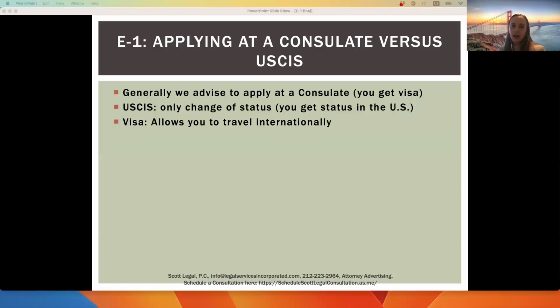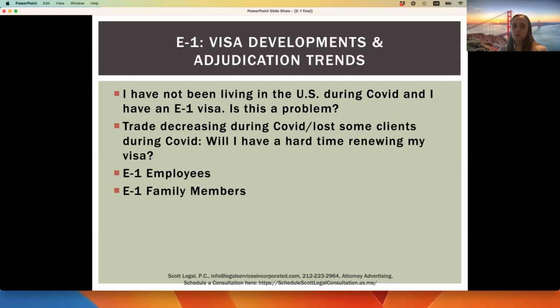Again, each case is different. Some people may prefer to just stay in the US, but generally people apply for the E-1 visa at a consulate because of the ability to travel internationally. So let's talk a little bit about some E-1 visa developments and adjudication trends.